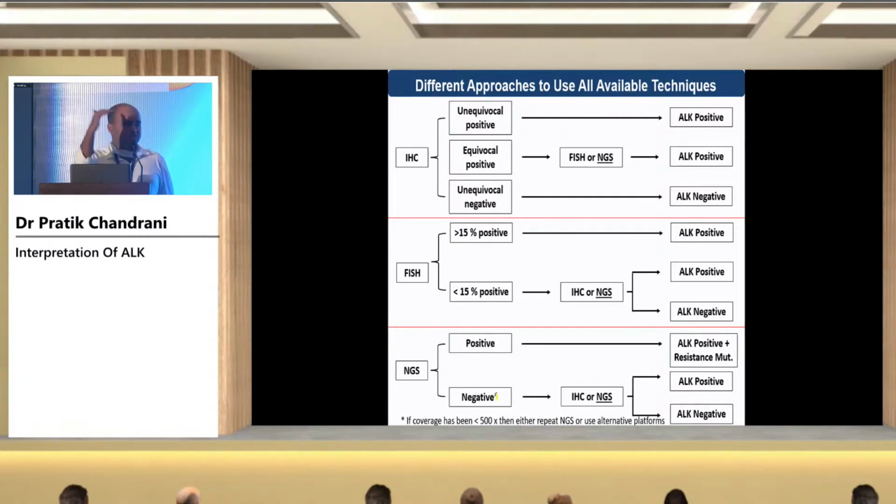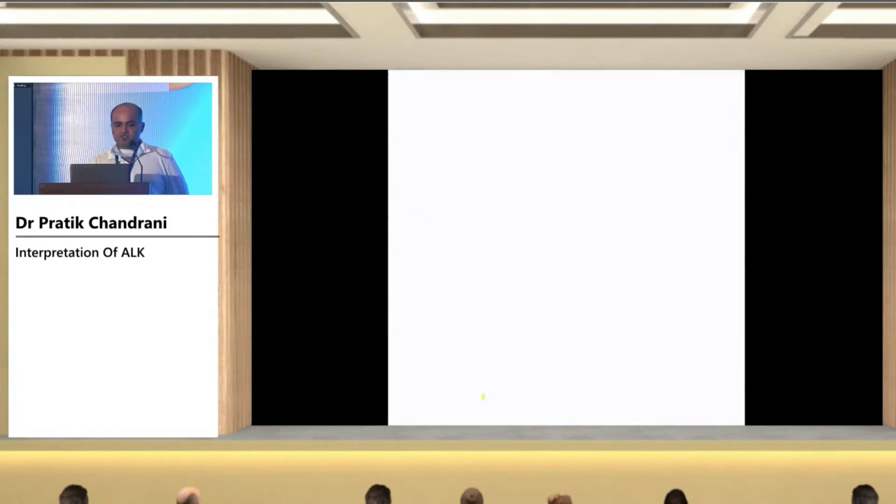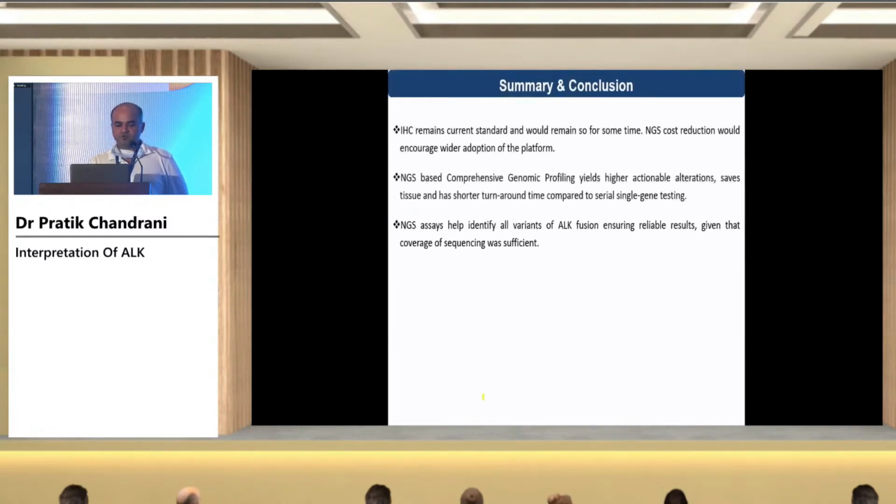As I showed earlier in the chart, multiple reads aligning to a single location give us high confidence of the finding. So in a typical clinical setting, if coverage is less than 500x, then an NGS negative result should be doubtful, and we need to go for an alternative approach, or we can repeat the NGS assay itself with better coverage. So that's all about comparative techniques which can be useful for ALK fusion detection.